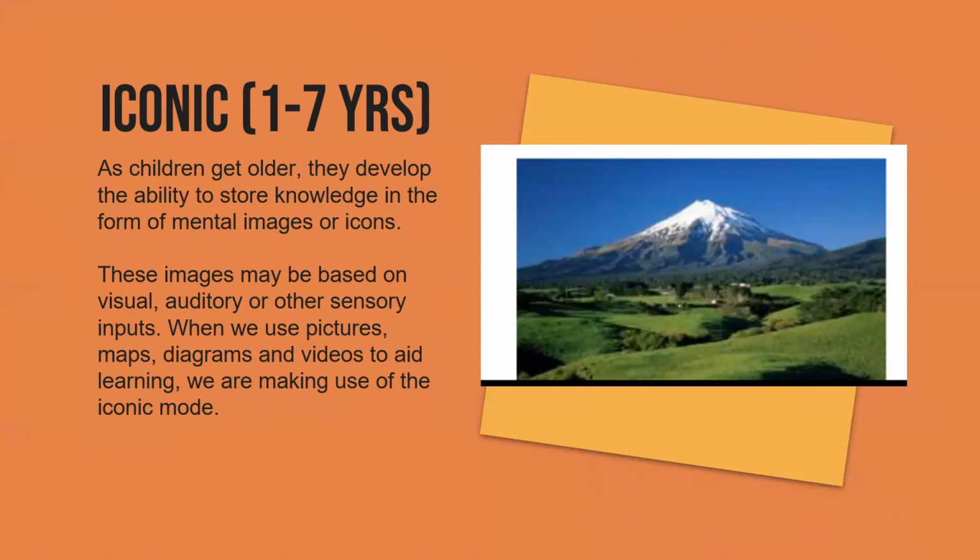So a learner can now use mental images to stand for what? Certain objects or events, which allows one to recognize objects when they are changed in a minor way. An example here is a mountain, di ba? Mountains with and without snow at the top. They could easily recognize that one already.